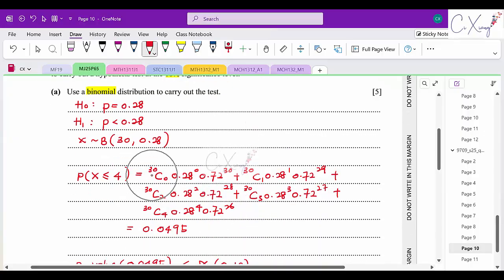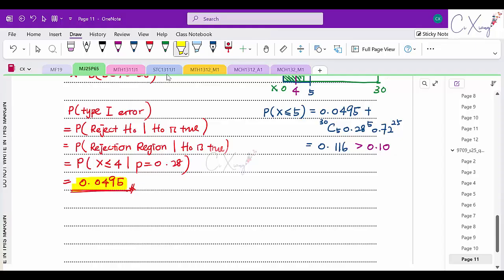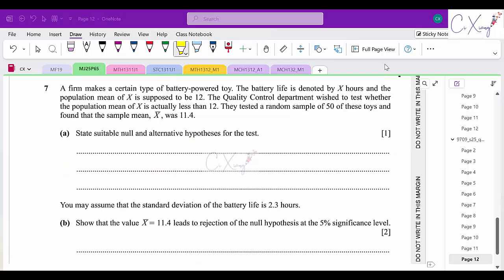Alright, correct or not? X equals to 0, x equals to 1, x equals to 2, x equals to 3, and x equals to 4. And your answer for the type 1 error should be 0.0495. You don't need to repeat the calculation anymore. You can just directly write out your answer from the first part, and it is equals to 0.0495. Okay, so this is how we answer question number 7.